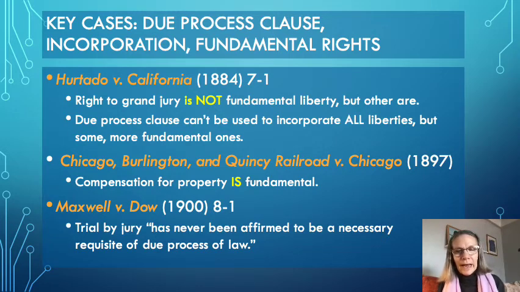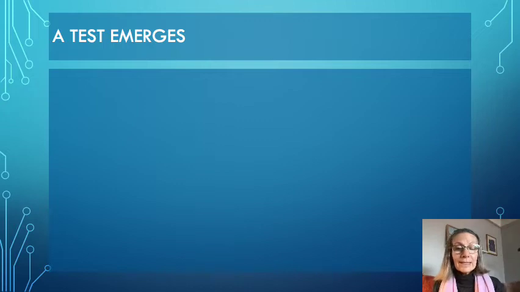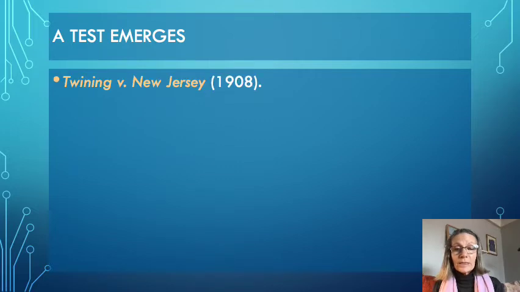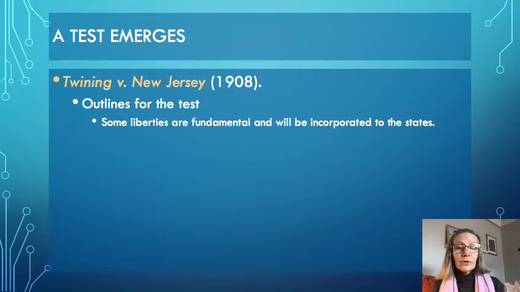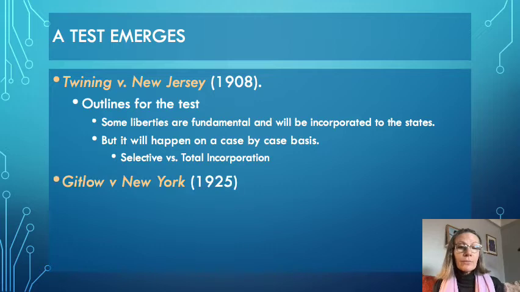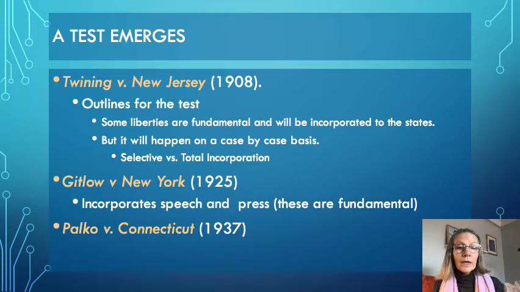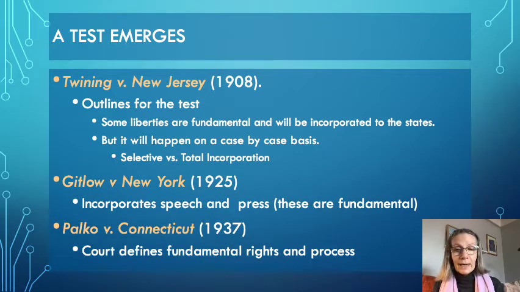So it looks like we need to have a test or a standard so that we have an idea of actually how these liberties are going to be incorporated to the states. So the test that develops, that's going to be used to incorporate the Bill of Rights to the states, emerges from a series of 3 cases: Twining versus New Jersey, Gitlow versus New York, and Palko versus Connecticut. You can read about these cases in more detail in your textbook.